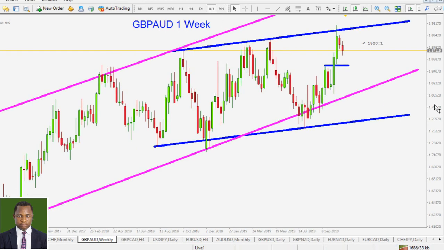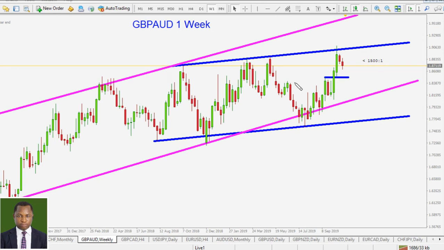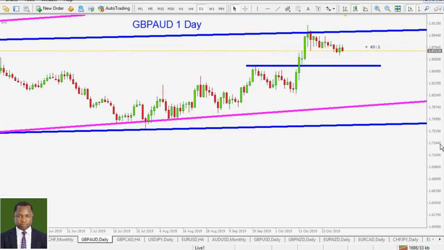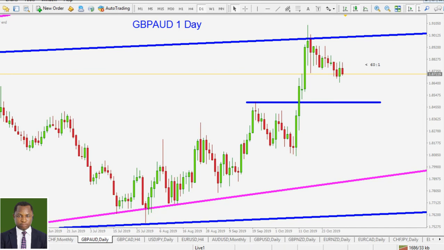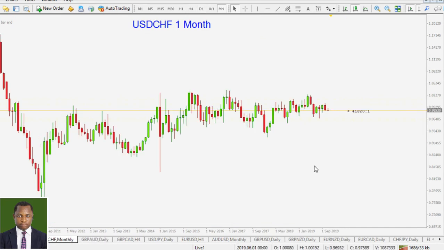Then in the weekly time frame, lots of confusion, even though we are seeing that a channel price is likely going to come down, so you need to be careful. In the daily time frame, no clarity here, but still pointing to the downside. All right, so let's leave that one, move on to the American dollar against the Swiss franc.